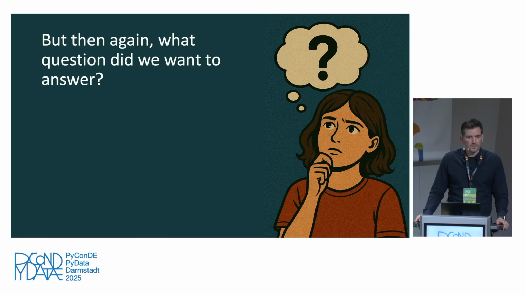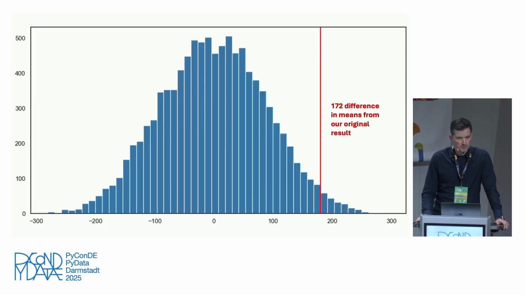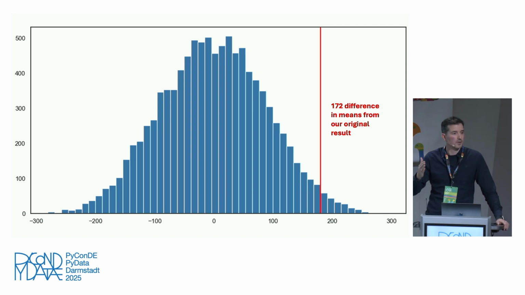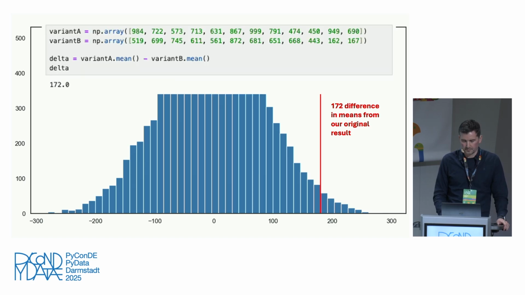But then again, don't forget what the question was that we wanted to solve. We wanted to see this 172 that we saw in this one experiment that we had, right? So the experiments that we simulated are just simulated data based on the assumption, but we only had one experiment where we really got a difference in the means, and this was 172. And we just plotted it on this histogram. Remember, we got this from here.